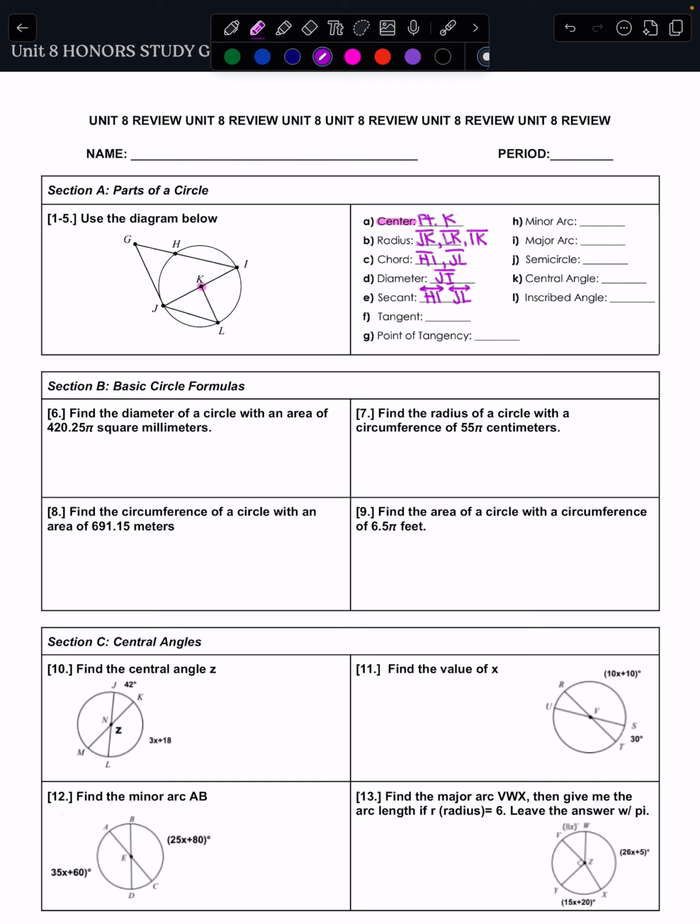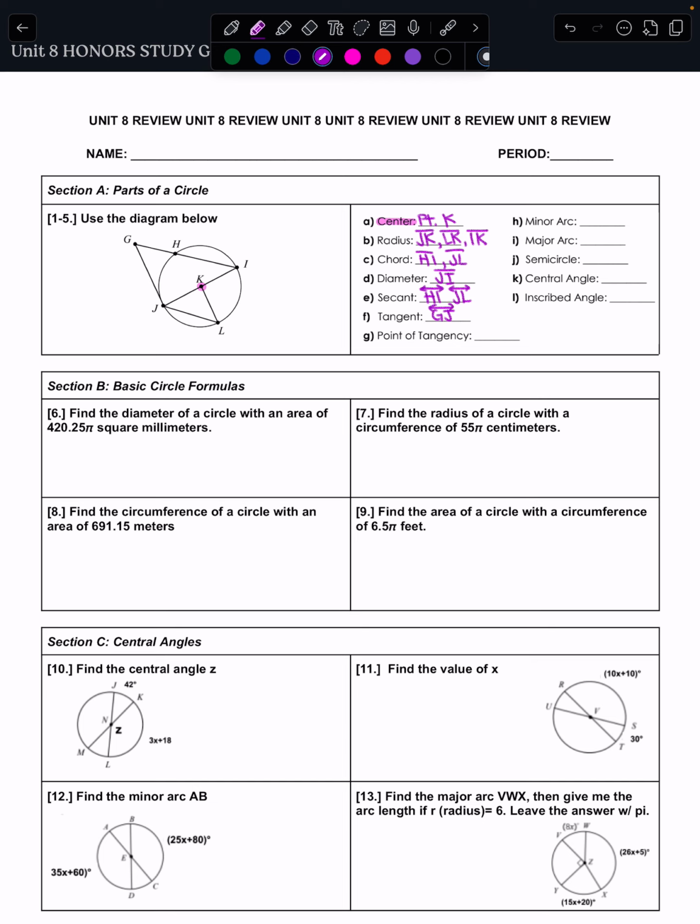Okay. The next vocabulary term is a tangent. Unlike secants, where it's a line that crosses the circle twice, a tangent just crosses the circle once. In this case, the only tangent would be this one. If we extend this line segment forever and ever, it would be considered a tangent. So let's write GJ as our tangent.